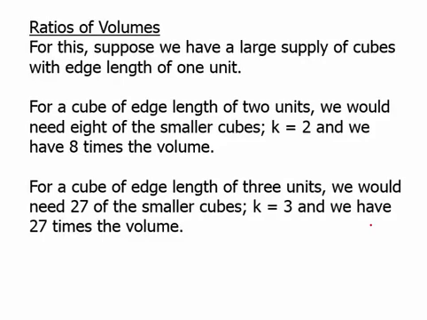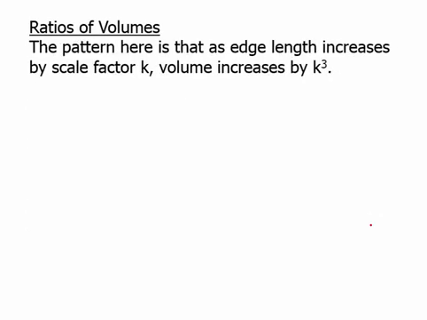Now think about a cube that has an edge length of 3 units. Well, what we'd do is we'd make a 3 by 3 square on the ground, then put another one on top of it, then put another one on top of it. And so we would have used 27 of the smaller cubes to make a 3 by 3 by 3 cube. K equals 3, and we have 27 times the volume. So you can kind of see where this is going. The pattern here is that as the edge length increases by the scale factor k, the volume increases by k cubed.